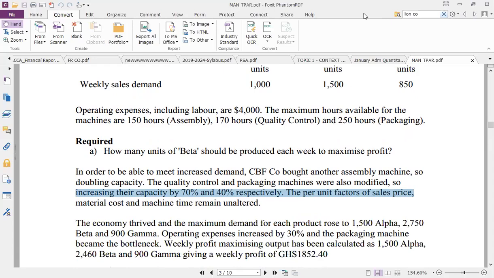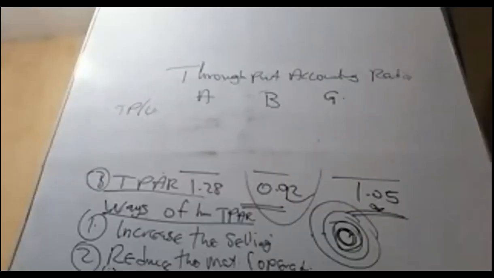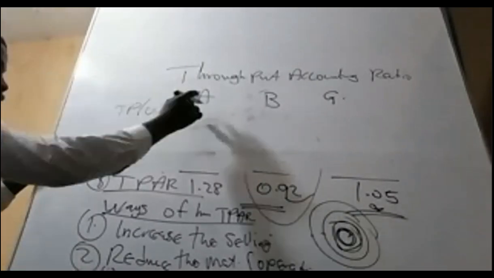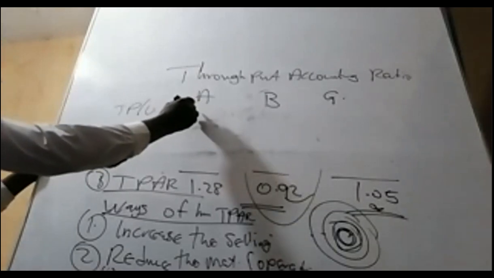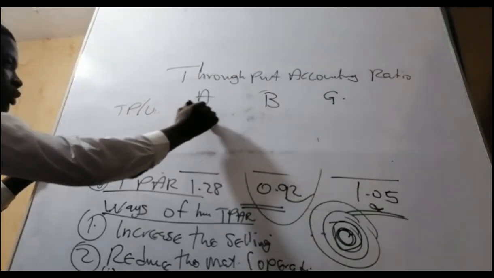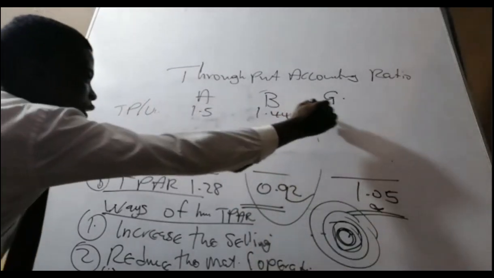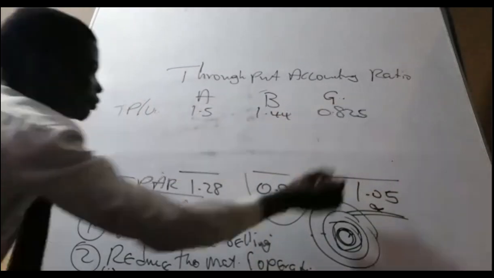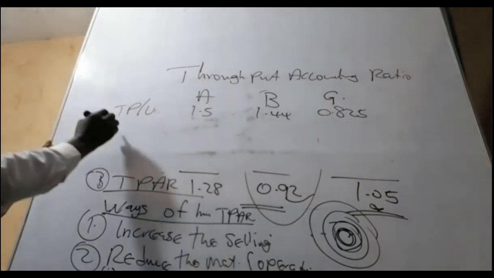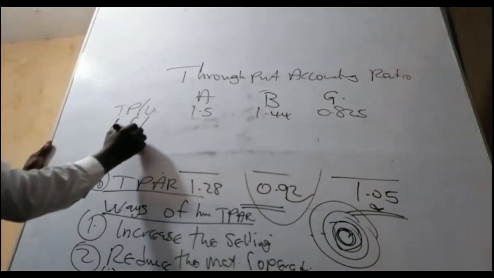So now I give you the throughput figures. That one, everybody will have to score it correct. So throughput figures, what are they? That's 1.5, 1.44, 0.825, right? Is it 825? No, 258. Okay. Then we come to limiting factor per unit. Limiting factor per unit. You are done.